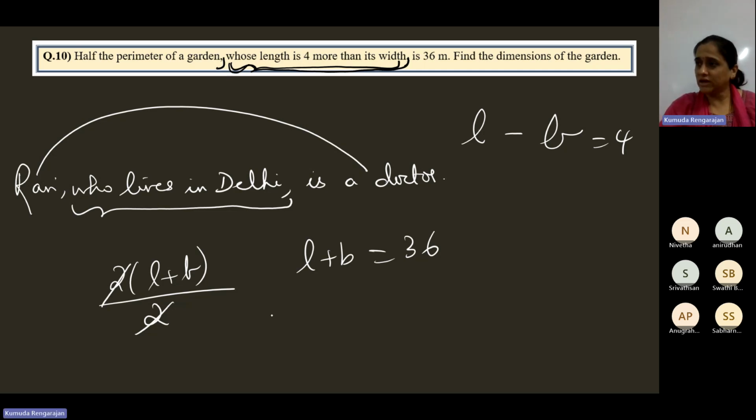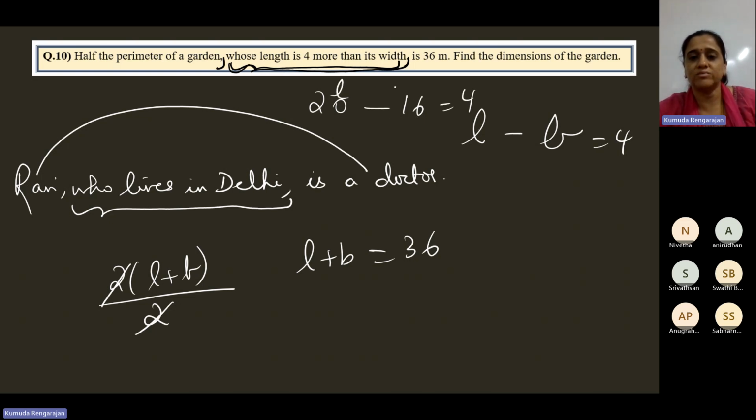Length is more, no? So length should be written first, which is small, breadth. The difference is 4. Length is 4 more than the width. So if the length is like 20, the width is 16. Length is 4 more than the width. So 20 minus 16 is 4. Length minus breadth is equal to 4.